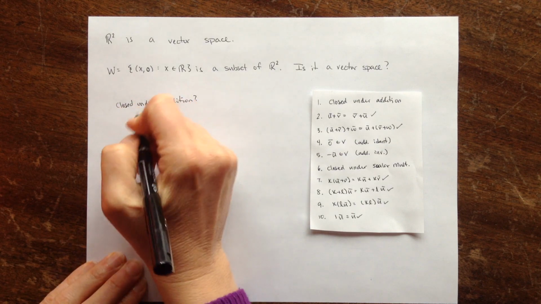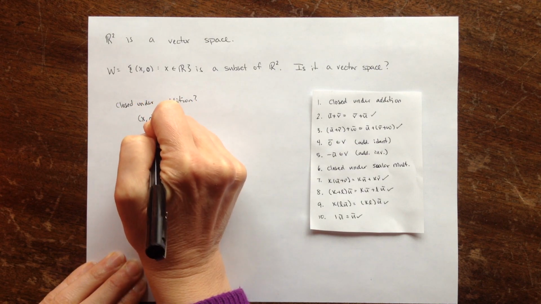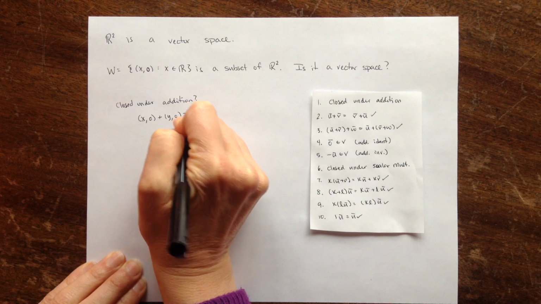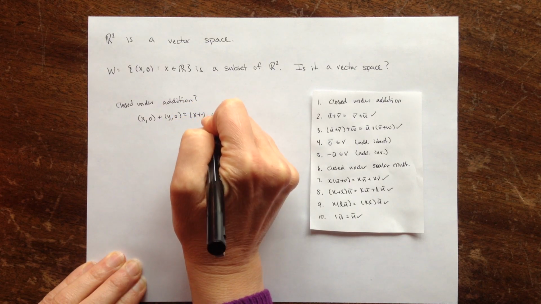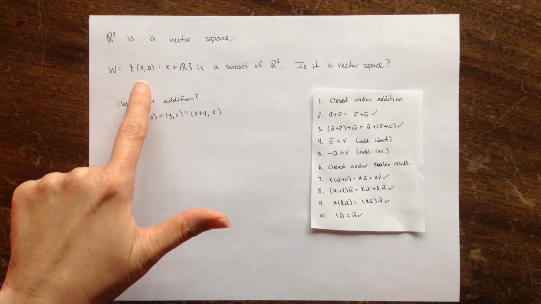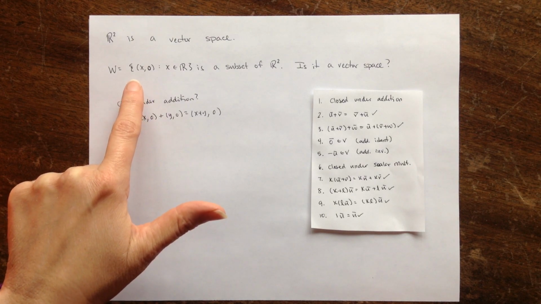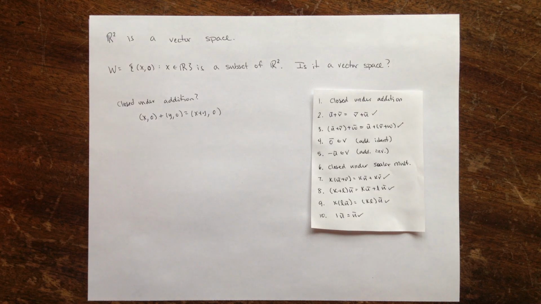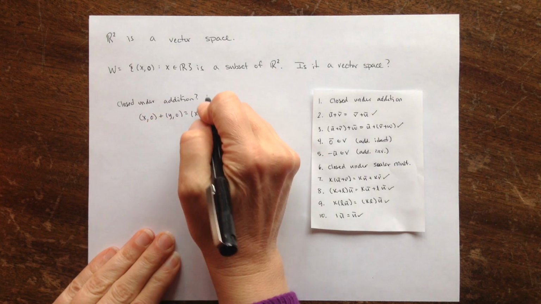If you take two vectors that look like this, so you have x, 0 plus y, 0, you get x plus y, and 0 plus 0 is 0. So it is closed under addition because when you add two things that look like this, whose first coordinate could be anything, and second coordinate is 0, you get something whose first coordinate is a real number, any real number, and the second coordinate is 0. So it is closed under addition, and so that's a yes.